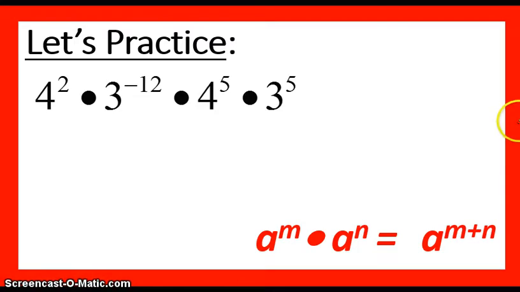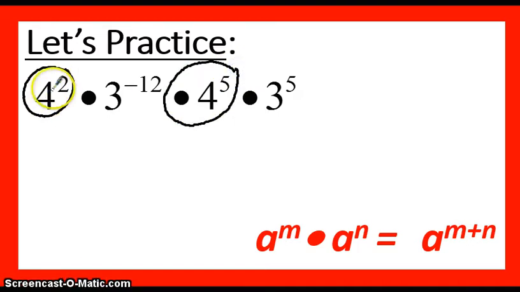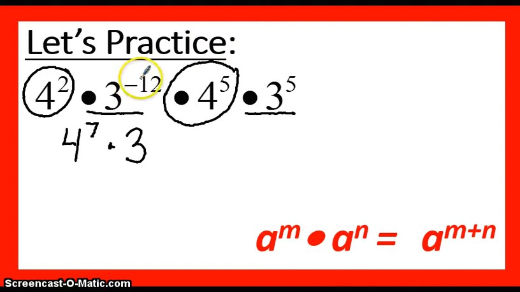Now, you can have the same base more than once. Do you see how these two have the same base? We can combine them. 4 squared times 4 to the 5th is going to be equal to 4 to the 7th power. All we did was add the exponents. 2 plus 5 makes 7. Now, the other two terms have the same base as well. 3 to the negative 12th power times 3 to the 5th power. So we're going to have the same base, which is 3, and we'll have to add the exponents. Negative 12 plus 5. If you owe 12 and you have 5, you get negative 7.